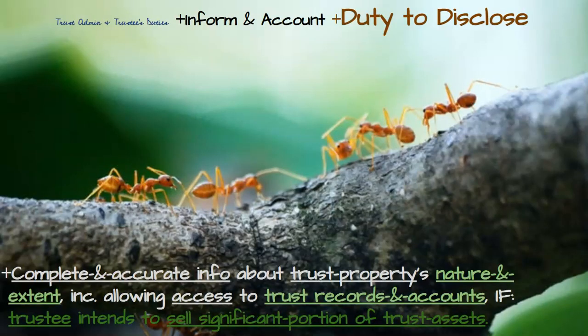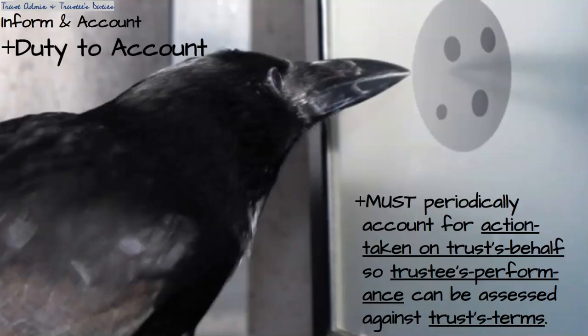Duty to inform and account. The duty to disclose complete and accurate information about the trust property's nature and extent, including allowing access to trust records and accounts if the trustee intends to sell a significant portion of trust assets. Duty to account: the trustee must periodically account for actions taken on the trust's behalf, so the trustee's performance can be assessed against the trust terms.